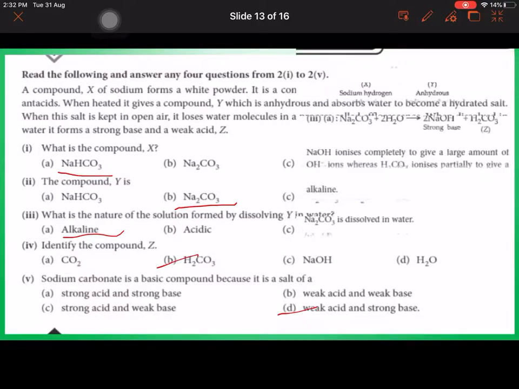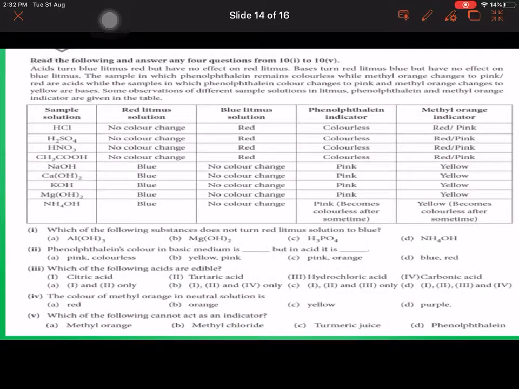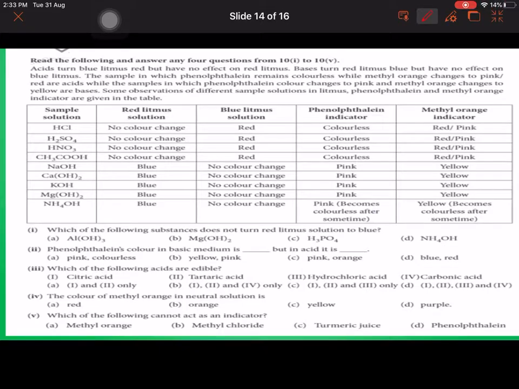Next is, you have to read the following and answer the question. These are case study questions or paragraphs, anything you can say. These are the sample solutions. Then what color will change with blue litmus, with phenolphthalein and methyl orange. Now, which of the following substances does not turn red litmus solution to blue? Aluminium hydroxide, magnesium, phosphoric acid and ammonium hydroxide.